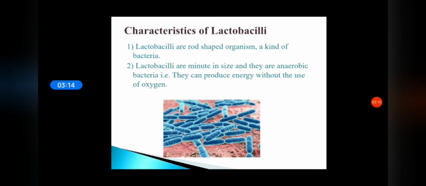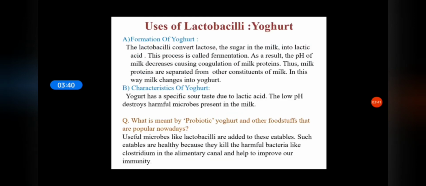The characteristics of lactobacilli are as follows. As we can observe in the figure below, lactobacilli are rod-shaped and spore-forming bacteria. Lactobacilli are minute in size and they are anaerobic bacteria. They can produce energy without the use of oxygen. That is, they follow the anaerobic mode of respiration. Now let's learn the use of lactobacilli in yogurt formation.